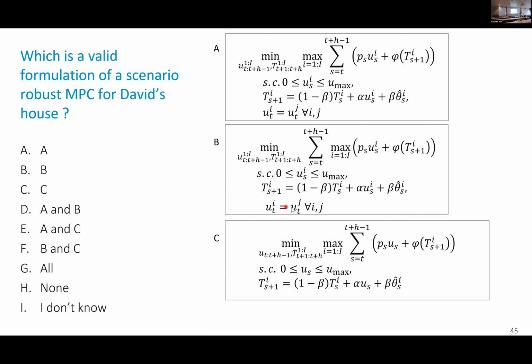We need to have this constraint because we will implement this one. And with this thing, we don't know what to implement at time t. We have three solutions, and which one do we implement? We don't know.